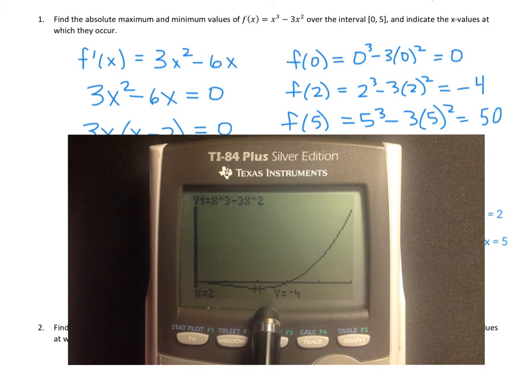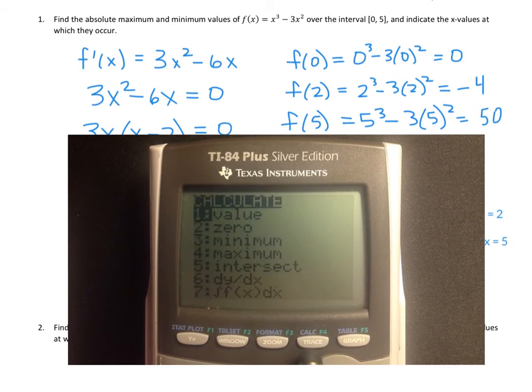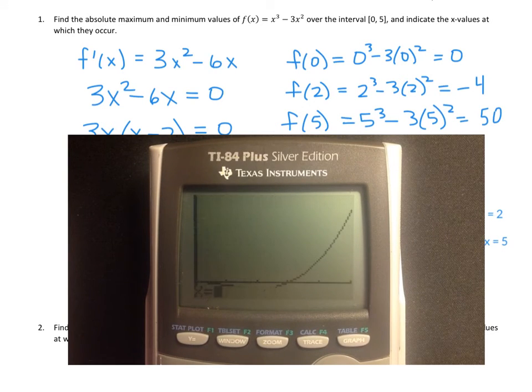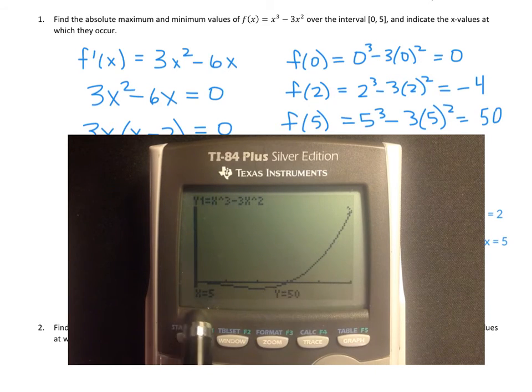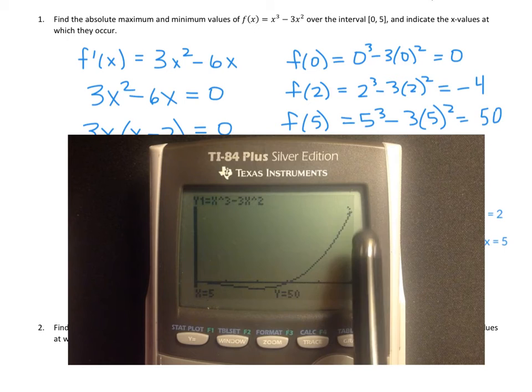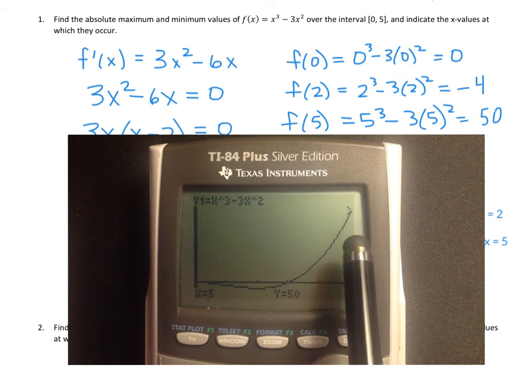0 to 5. Now I'm going to hit second calc again and hit enter, so we calculate another value. This time I'm going to enter 5 for x and hit enter. Now we get a function value of 50. So notice there is our absolute maximum over the interval 0 to 5. It does in fact look like that endpoint at 5 is the absolute maximum value.